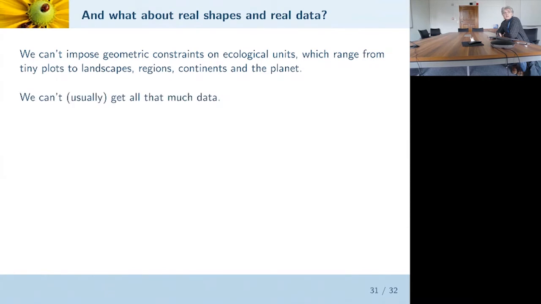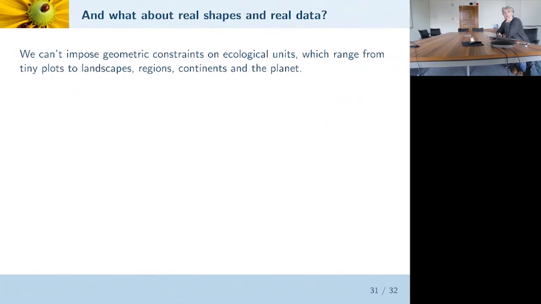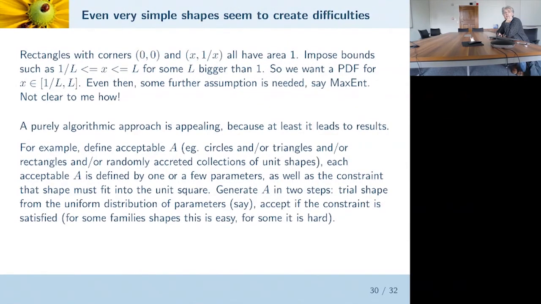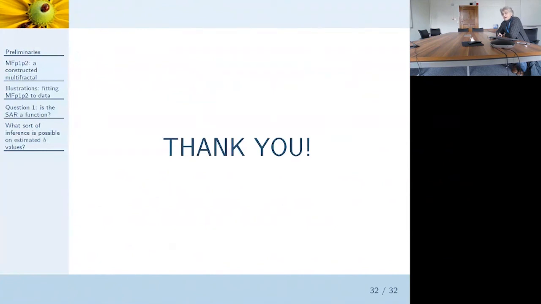For real shapes and real data, things are much more difficult, and all I can say is that although smoothness is a very convenient assumption, it's a case where the models are wrong but useful. I think the situation is that it's actually incorrect, not at the heart of what nature is doing. And I would hope that if I could find a way of justifying this procedure here, where you just artificially generate a large number of areas and use them, and your B values are close to your MFP values for artificial data, and then we just go ahead and say, well, this is good also for real data. And I would hope that that's possible.